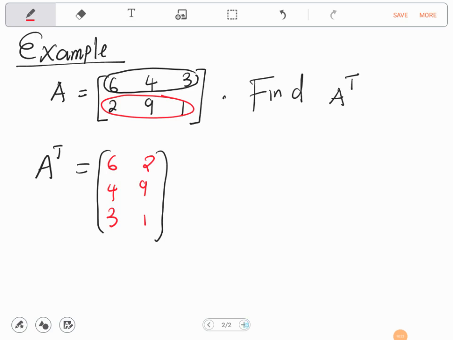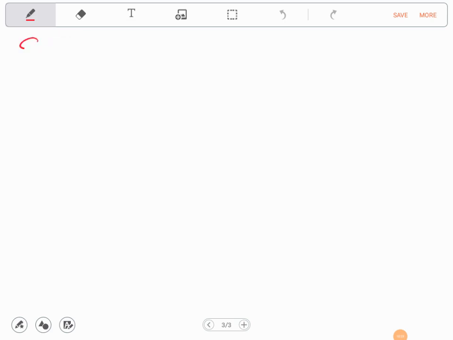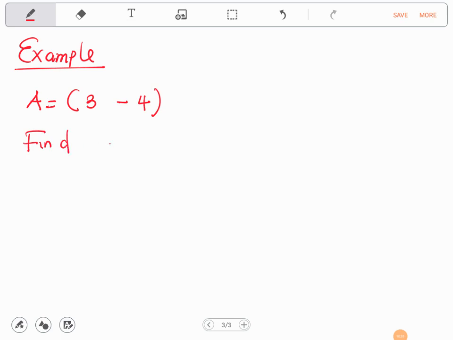Let's look at another example. Let's say you have this matrix, 3, -4. Find A transpose. Now, this is a row matrix, only with one row. So this row becomes a column.